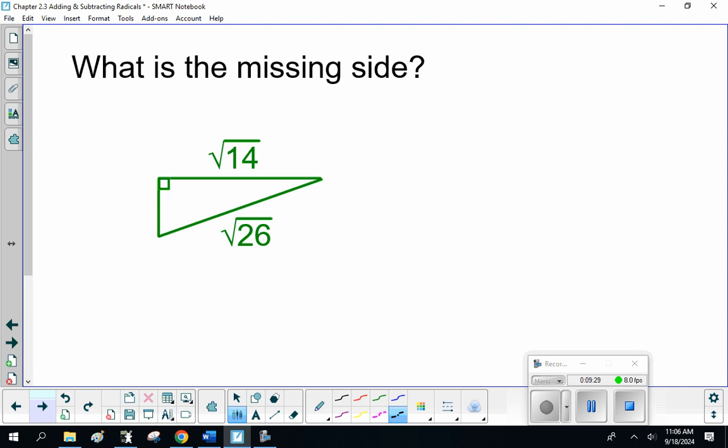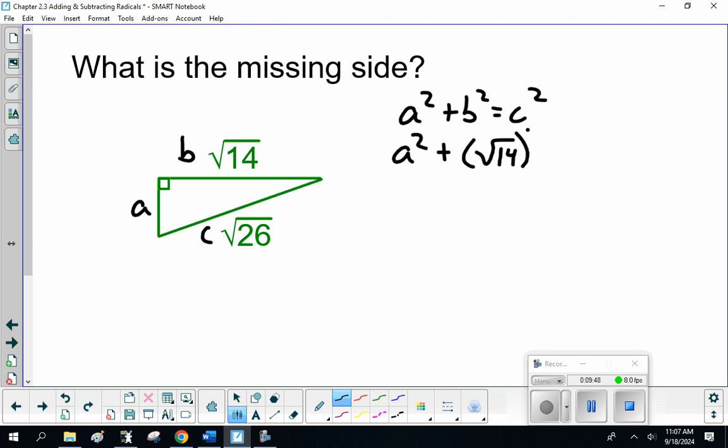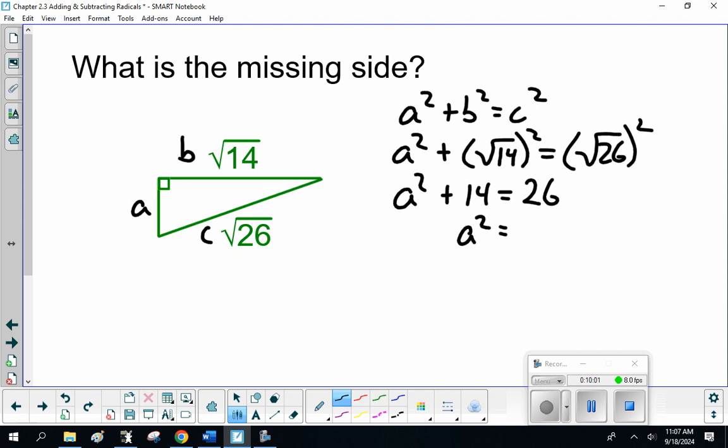Well, a question like this, what's the missing side? Well, here you use what? Mr. Pythagoras. A squared plus b squared equals c squared, where a and b are the short sides. I'm going to call this a, I'm going to call this b, and I'm going to call this c. So this is a squared plus square root of 14 squared equals square root of 26 squared. So the square root of 14 squared is 14. Square root of 26 squared is 26, so a squared is 12.